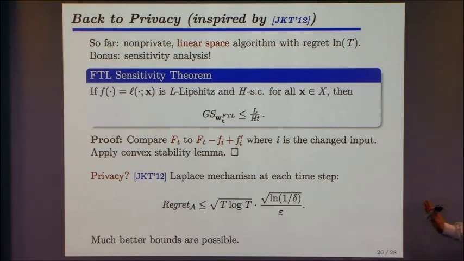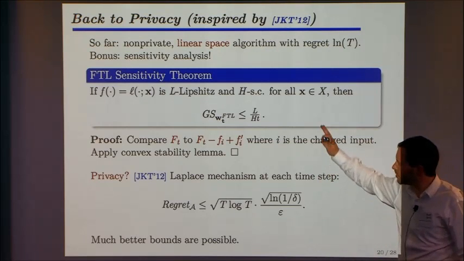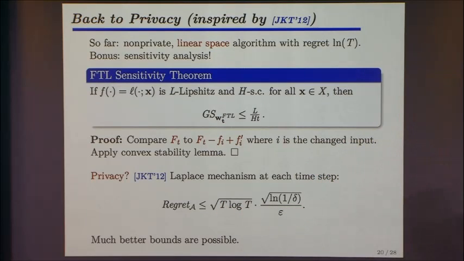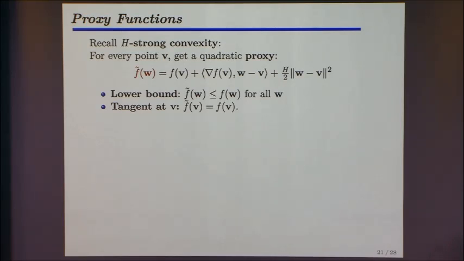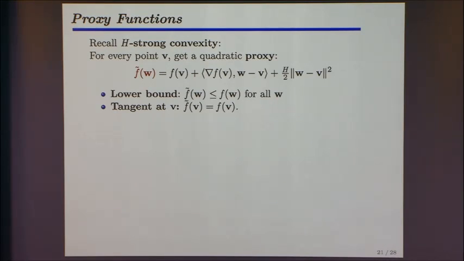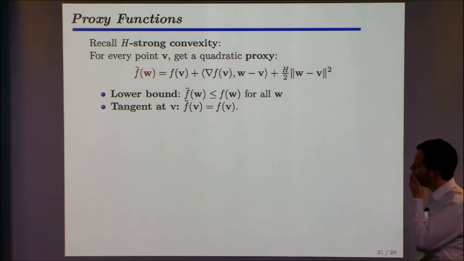Basically, that was what was used in the work of Jain, Kothari, and Thakurta. You need one more idea to get really good regret here, though. Just using Laplace noise and a straightforward sensitivity analysis will give you something like quadratic regret, and you can do a lot better by using the idea that a strongly convex function can always be lower bounded by quadratic terms. So you analyze your algorithm not with respect to the original cost functions, but with respect to some quadratic approximation to those cost functions.